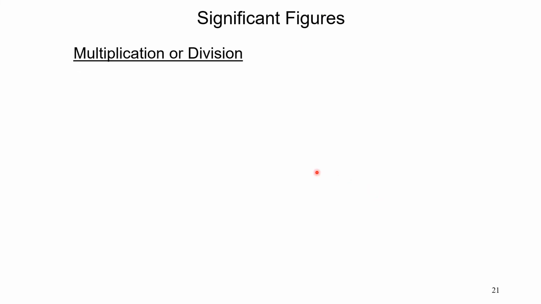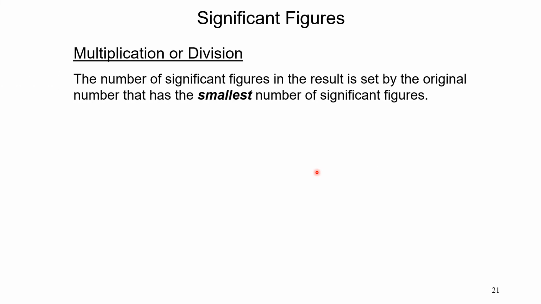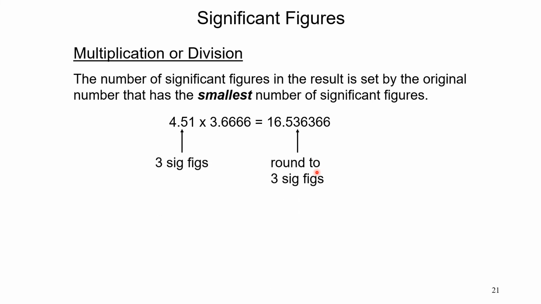So just like with scientific notation, of course, multiplication and division is easier with SigFigs. You just look at how many SigFigs you have on all your measurements, take the smallest of those, and go with it. So this multiplication, well, the 4.51 has 3 sigs. That's less than the 5 sigs in the other number. Therefore, my answer is going to have 3 sigs. And keep it that simple.